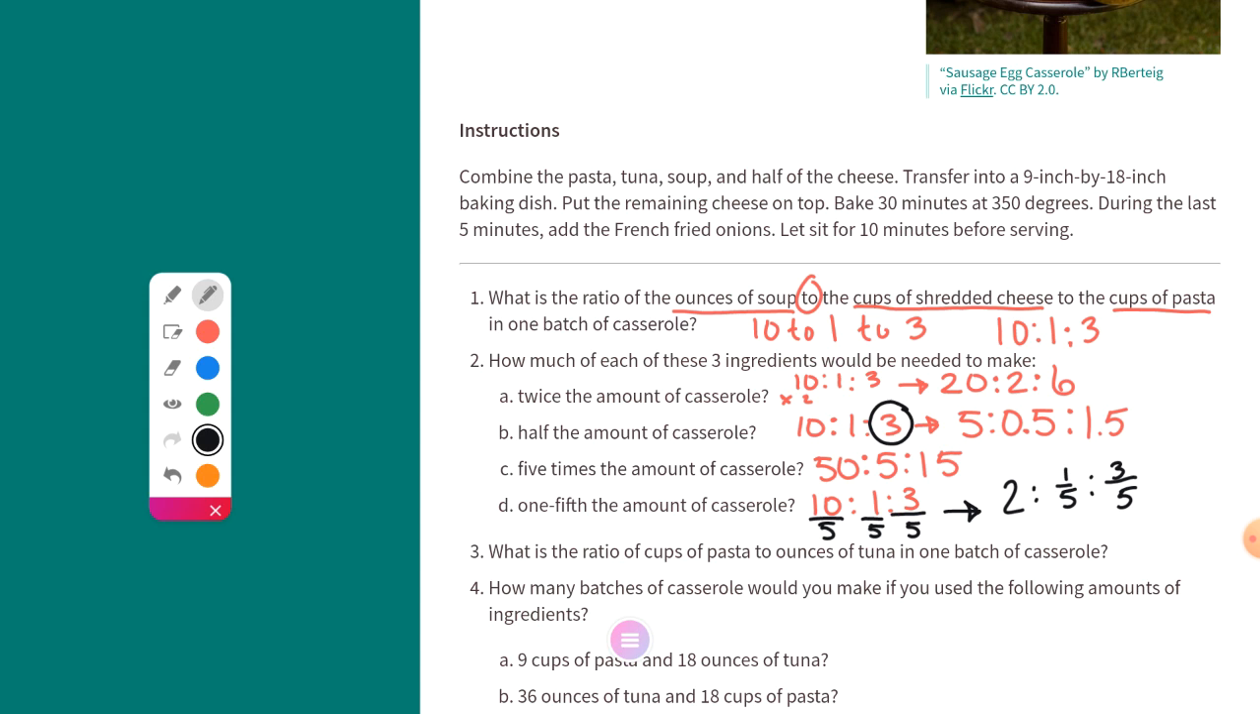Number 3, what is the ratio of cups of pasta to ounces of tuna in one batch? If I'm talking about one batch, where do I need to look back? The original recipe. Elise, how much pasta was in the original batch? It had 3 cups of pasta. How much tuna? It had 6 ounces of tuna. Okay, so 3 to 6.